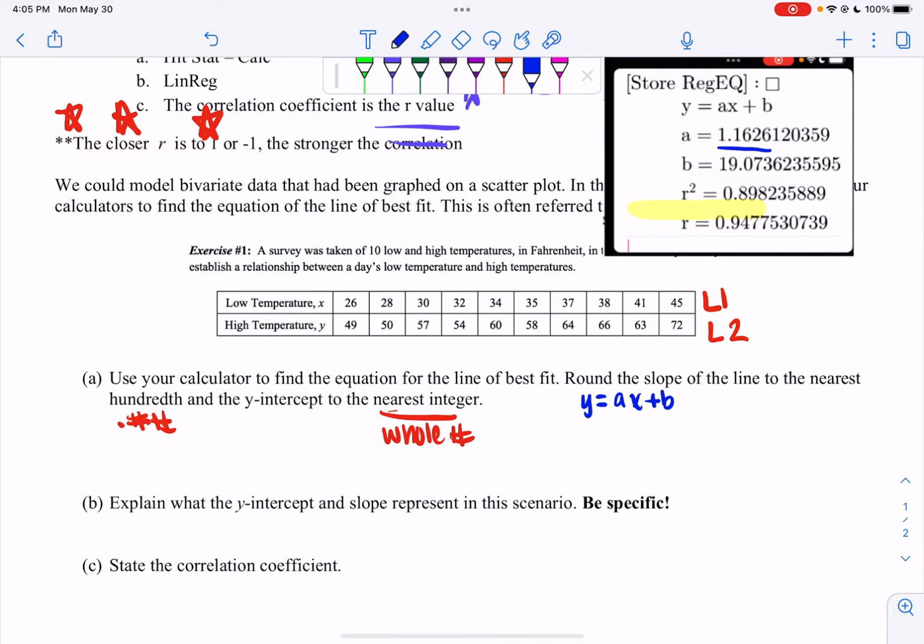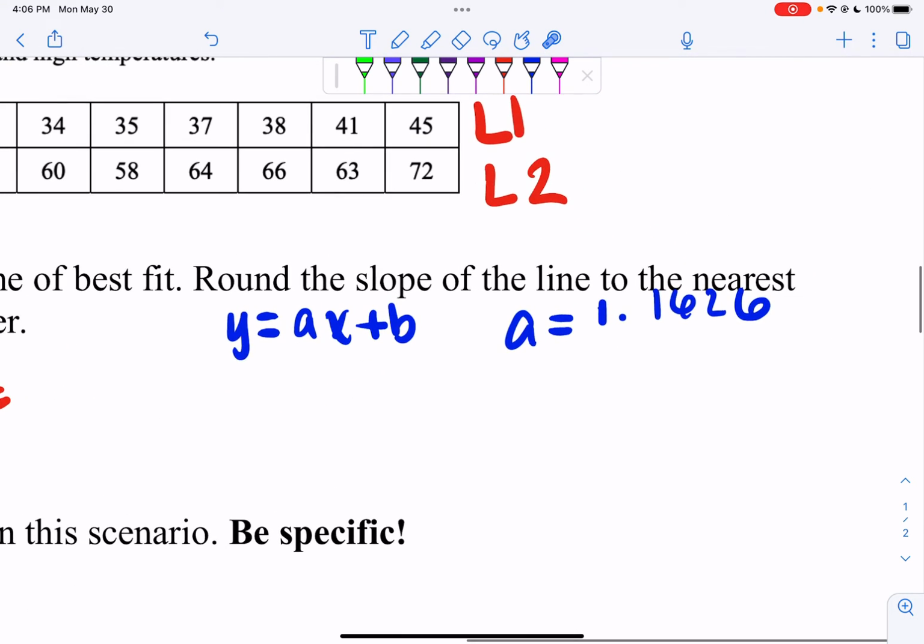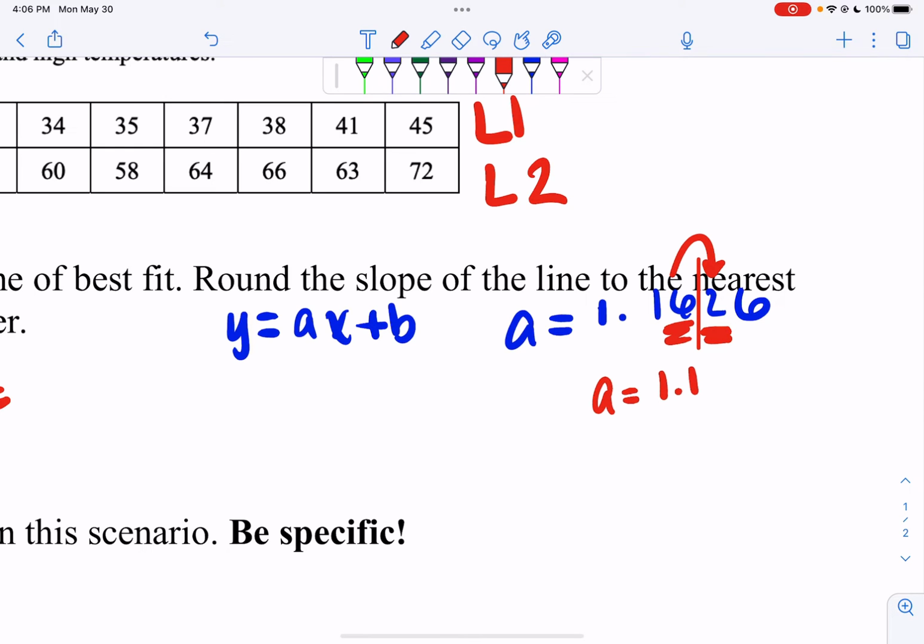So a is equal to 1.1626. Now, if I want to round that to the nearest hundredth, that's 2 decimal places. So I draw a line after my 6, look next door, I ask myself, is this 2 bigger than 5 or smaller than 5? It's smaller than 5, so this 6 will stay the same. So my a is really 1.16.